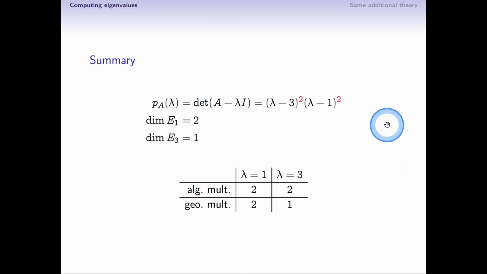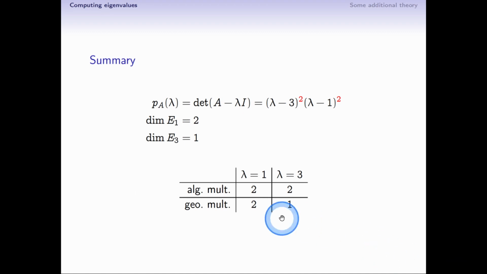The characteristic polynomial of that matrix A has two eigenvalues, namely lambda equals 3 and lambda equals 1. And since lambda minus 3 appears to the power of 2 and lambda minus 1 appears to the power of 2, that accounts for the algebraic multiplicities that we see here corresponding to each of these eigenvalues. On the other hand, we found that the dimension of the eigenspace E1 is 2, while the dimension of the eigenspace E3 is only 1. And so we find that the geometric multiplicities are 2 and 1 accordingly. So this is a possibility: the algebraic multiplicities and the geometric multiplicities of eigenvalues do not have to agree.